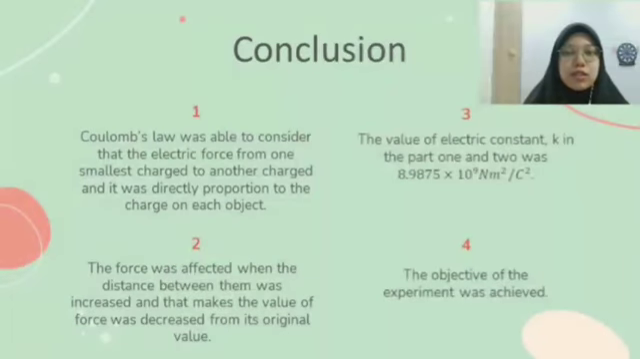In conclusion, Coulomb's law describes the electric force from one small charge to another, and it is directly proportional to the charge on each object. The force is affected when the distance between them increases, and it causes the value of the force to decrease from its original value. The value of the electric constant K obtained in part 1 and part 2 was 8.9875 multiplied by 10 to the power of 9 N m squared over C squared, and the objective for this experiment was achieved.